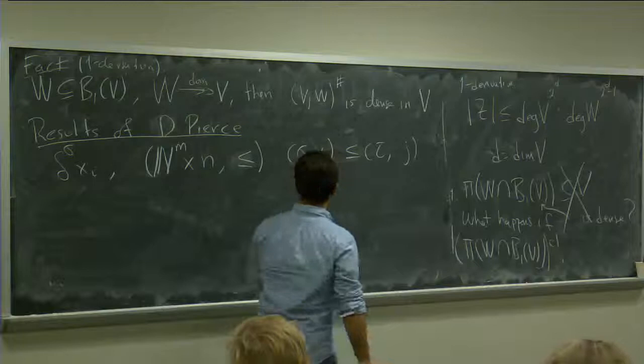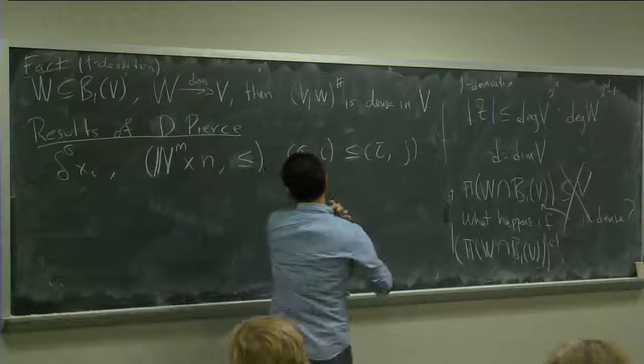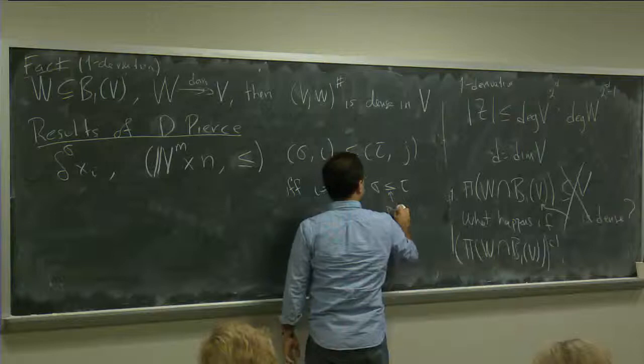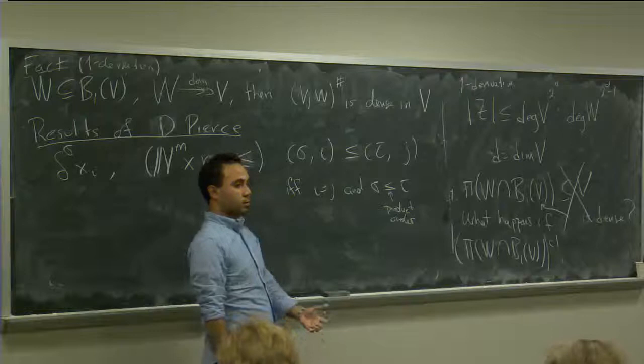Minus n minus 1, to n minus 1, yeah, from 0 to n. Well, this is going to be less than or equal to this if and only if, first of all, these are equal, i is equal to j, and this is less than or equal to this in the product order. So what does this mean? It simply means that each coordinate is less than or equal to the other coordinate. Right?